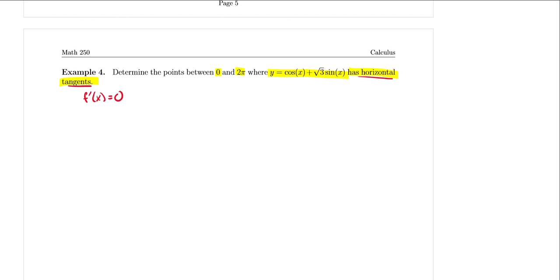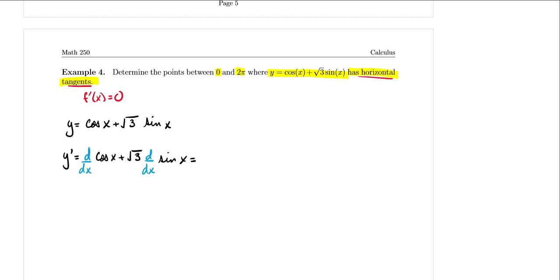Okay, well, let's go ahead and start by finding out the derivative. All right, so here is our derivative function. I haven't found the derivatives yet, but wrote out the correct notation. So let's see, y prime is going to be equal to the derivative of the cosine, which we know is going to be negative sine of x, plus the square root of 3, which is a constant. I took it outside the derivative.